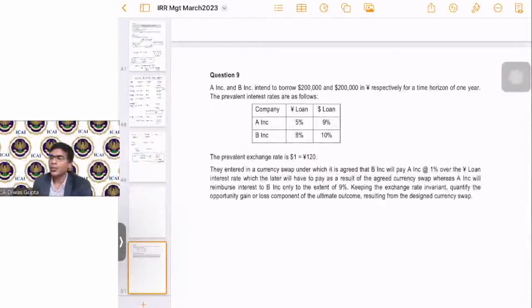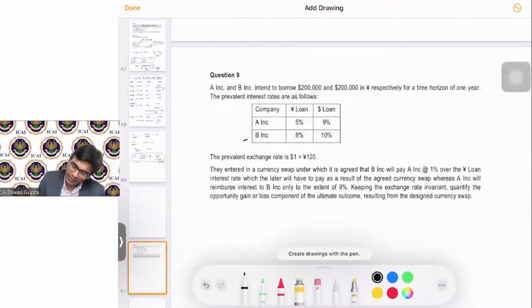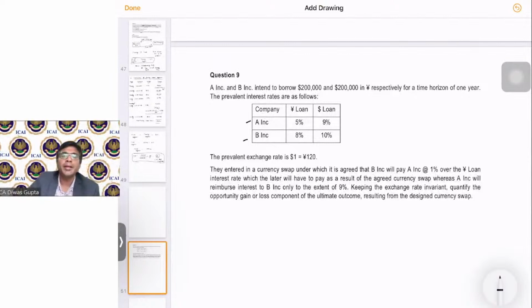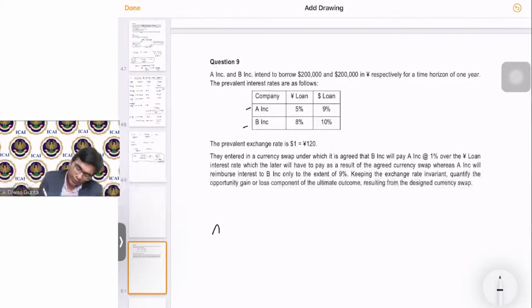Now let's come to question number 9. A Inc. and B Inc. intend to borrow $2 lakh and $2 lakh in yen respectively for a time horizon of 1 year. So they are saying that there are two companies, A and B. A wants to borrow in dollars and B wants to borrow in yen, with preference in dollars.